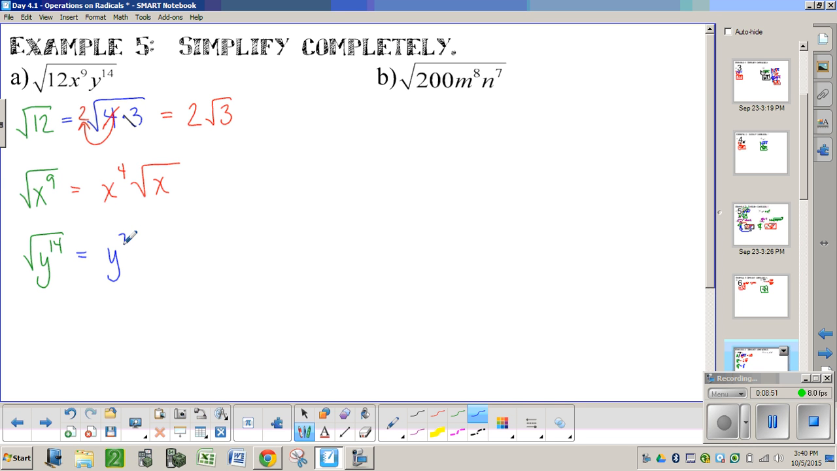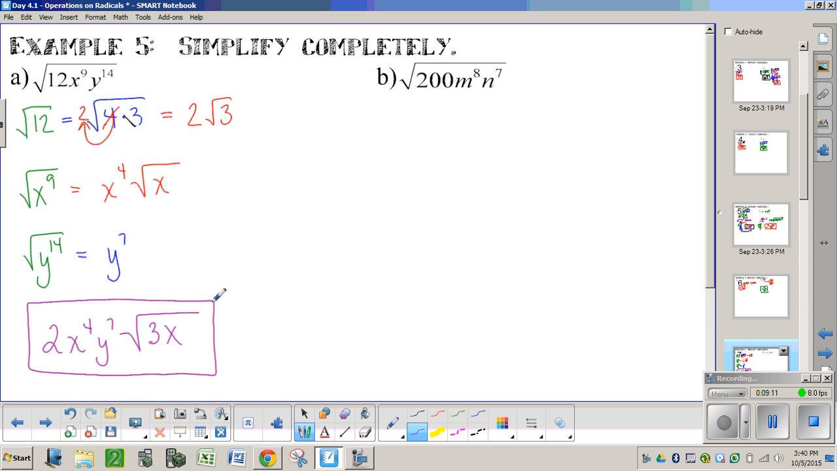Now, I'm going to take all those pieces together, and I'm going to make them into my final answer. I'm going to take a look at all of the things that I have on the outside of my radical: the 2, the x to the 4th, and the y to the 7th. That's all on the outside of my radical now. On the inside of my radical, I just have a 3 and an x. So my final answer is 2x to the 4th, y to the 7th, times radical 3x. All right, I think you guys are ready to try one on your own. Go ahead and do B, and when you're ready, you can join me again.